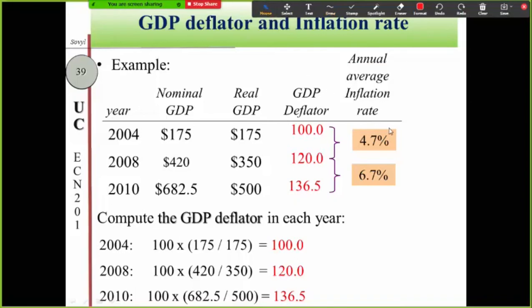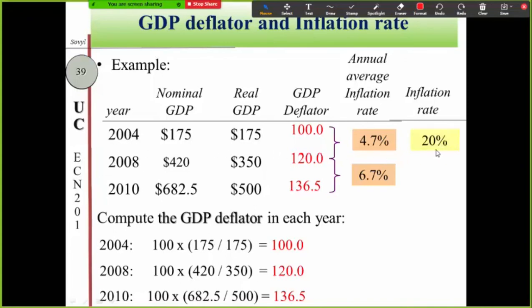So this is per year, but I want to find the period. From 2004 to 2008 is only one period. That's why 20% increasing, and this is 13.8 or 0.75 increasing. So this is GDP deflator during a period from 2004 to 2008, only one period. From 2008 to 2010 is only one period. But this is not one period, this is per year. In this period, how many years? That's why this is per year.